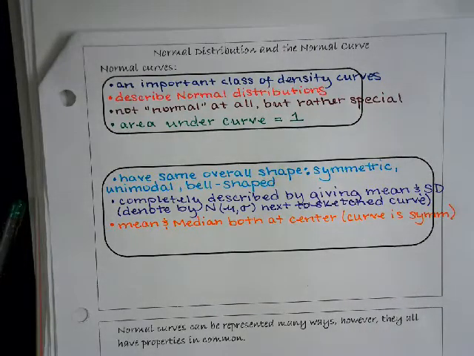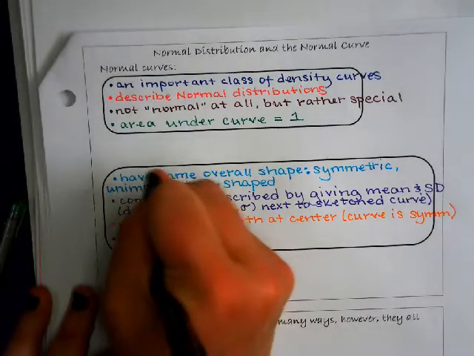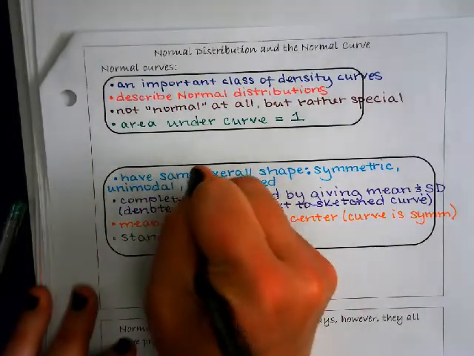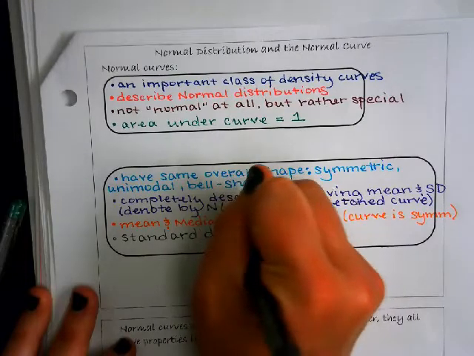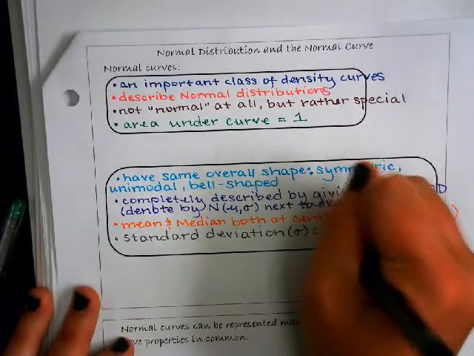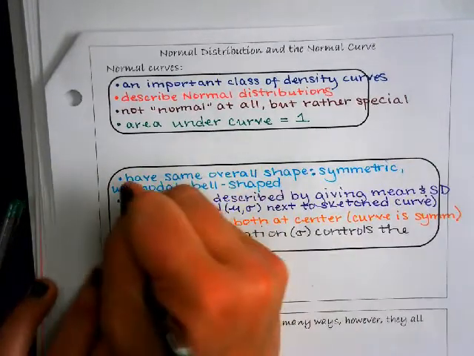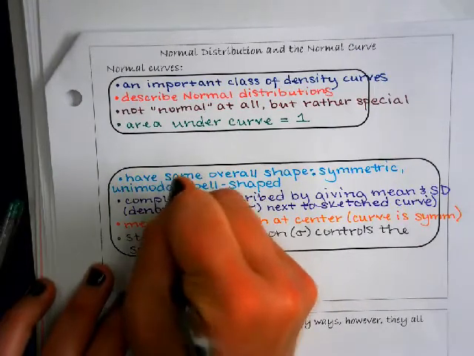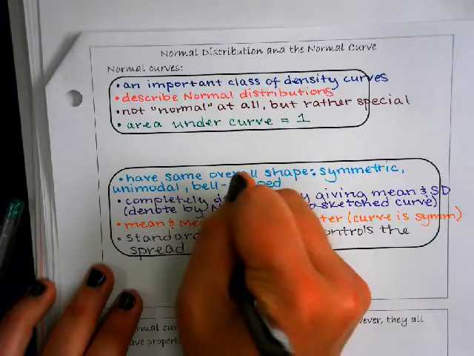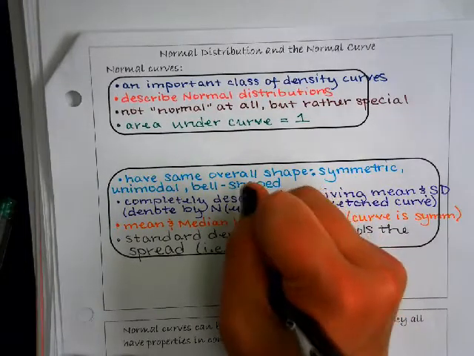Standard deviation controls the spread of your curve. So the larger your standard deviation, the more spread out. Smaller standard deviation, more compact. Yes, Mason?